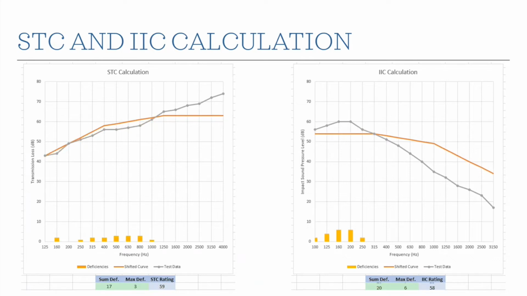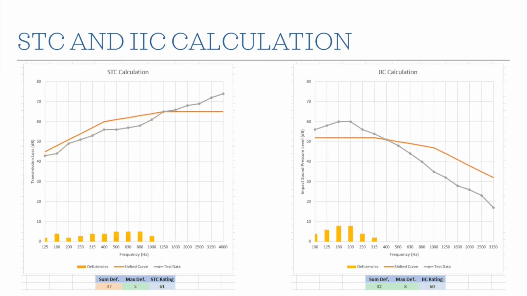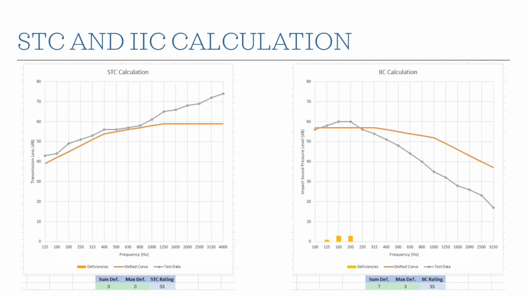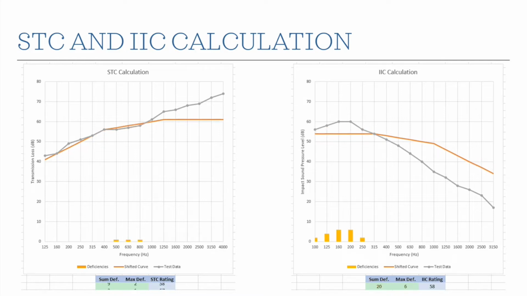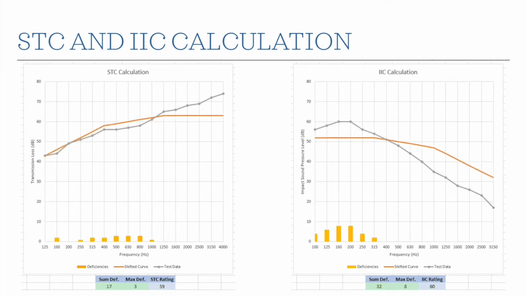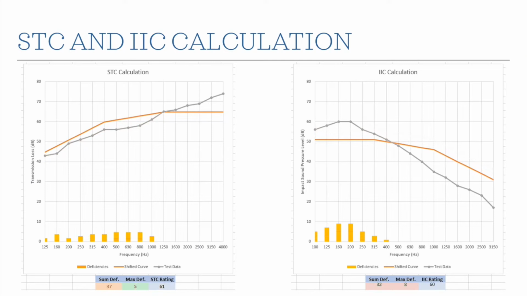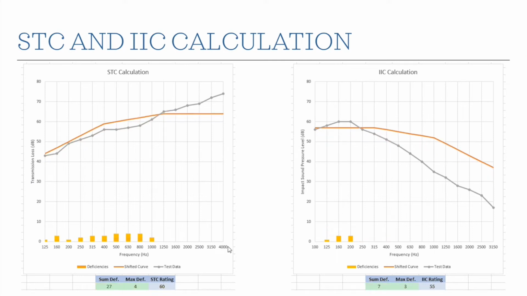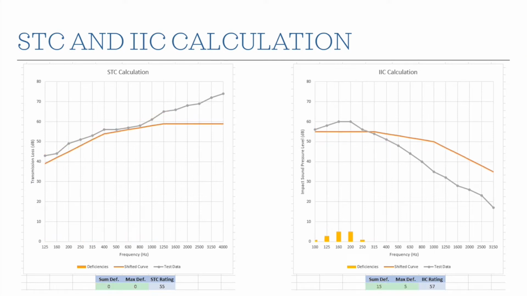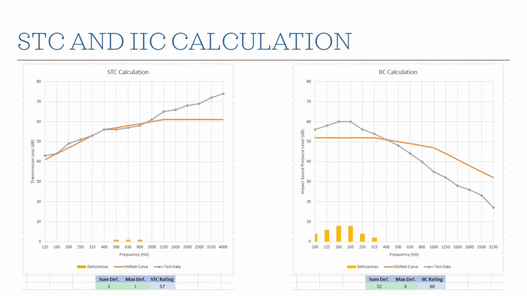Those are the deficiencies. And we're looking for two criteria here: the sum of the deficiencies, when you add all those yellow bars up, can't exceed 32, and the maximum deficiency at any one frequency can't exceed 8. If you go above either of those, you have to bump it back down a level, and you max out your deficiencies without exceeding those thresholds. That gives you your STC rating.